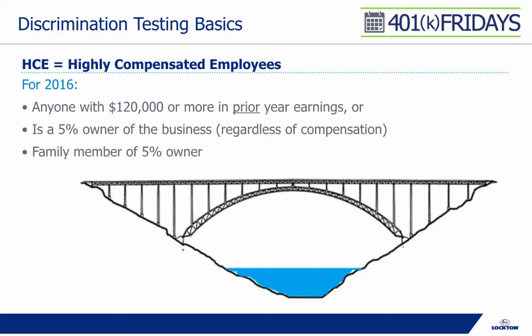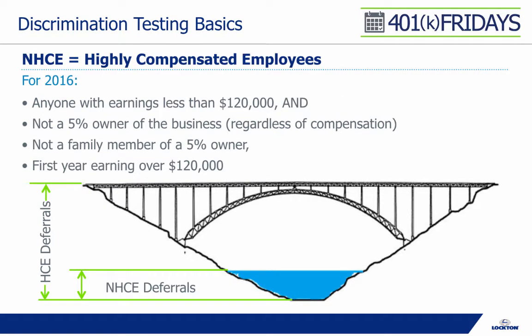At this point, you might be saying, well, Rick, this is great information, but why is there a bridge over water on the page? Well, one of the things that was explained to me very early on, which helped me get my arms around discrimination testing, was it's kind of like a bridge running over water. The bridge is the actual deferral percentage, or ADP, of your highly compensated employees. And the water represents the actual deferral percentage of your non-highly compensated employees.